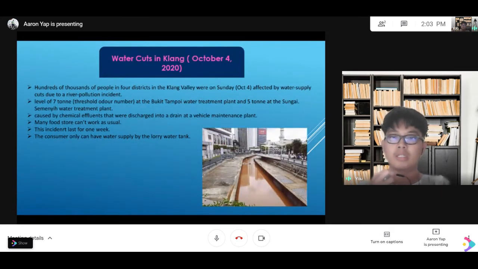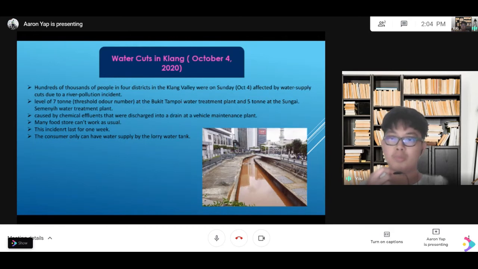This is an example of the effects caused by water pollution to our country, which is the water cuts in Klang on October 4, 2020. Hundreds of thousands of people in 4 districts in Klang Valley were affected by water supply cuts due to a river pollution incident. Levels of 7 ton at Bukit Tampoi Water Treatment Plant and 5 ton at the Sungai Semenyih Water Treatment Plant, which is a very dangerous level for water pollution.